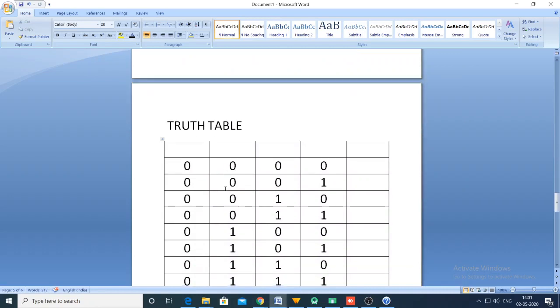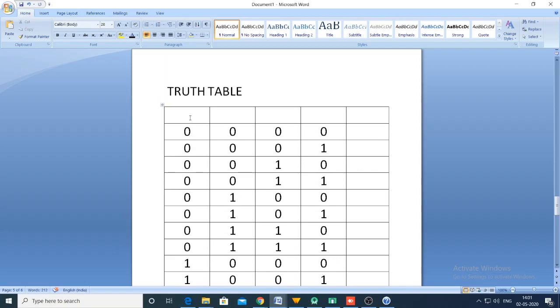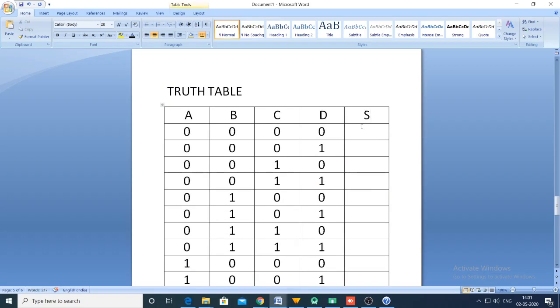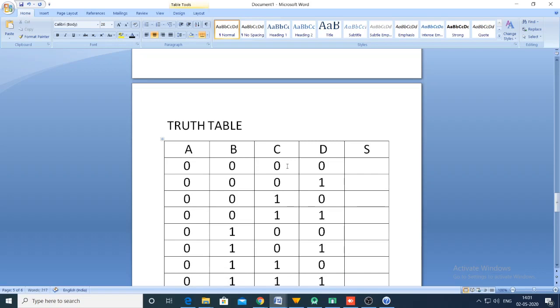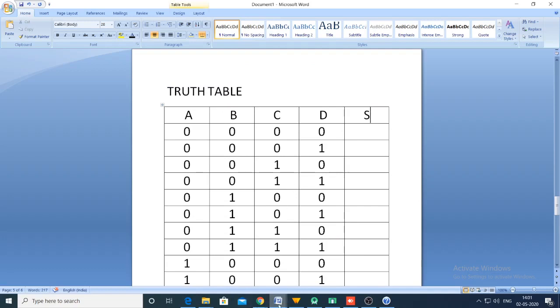So when you prepare the truth table, yes, I had already prepared and kept the input combinations. So the first input is A, the second one is B, the third one is C, the fourth one D, and the result is S. Okay. Of course we know how to prepare the combinations. It is nothing but a childish act.